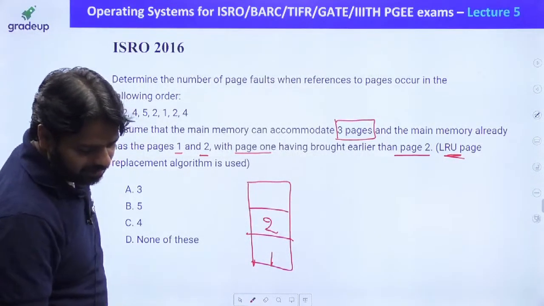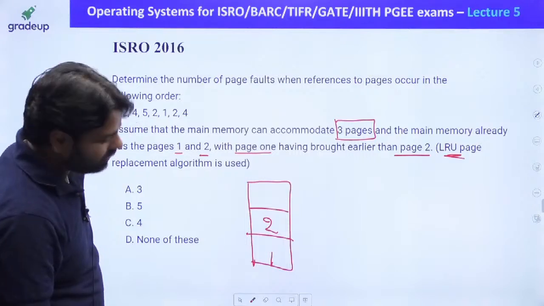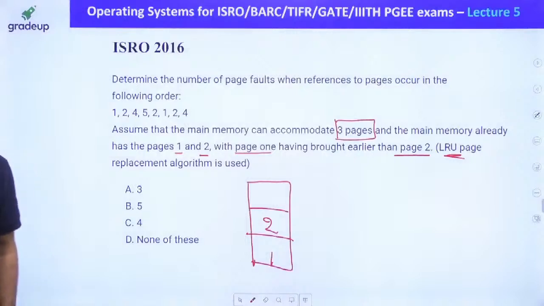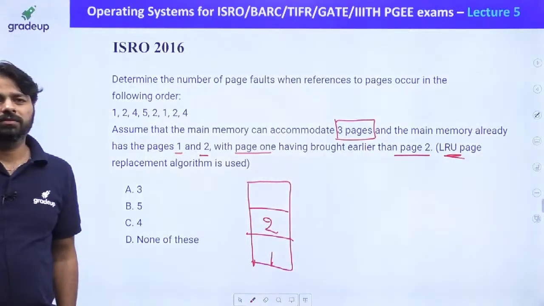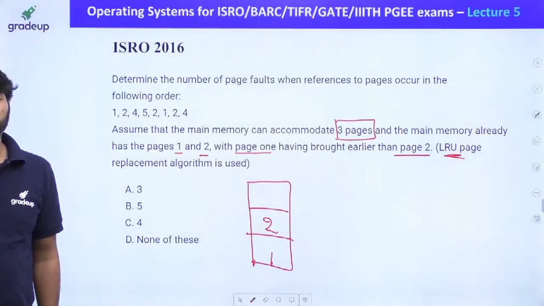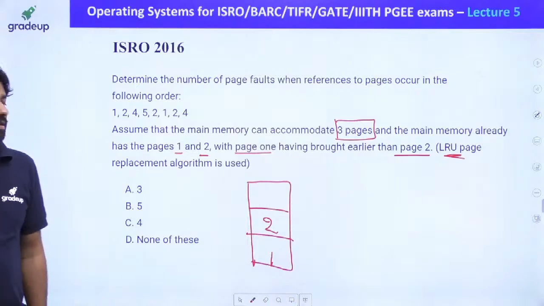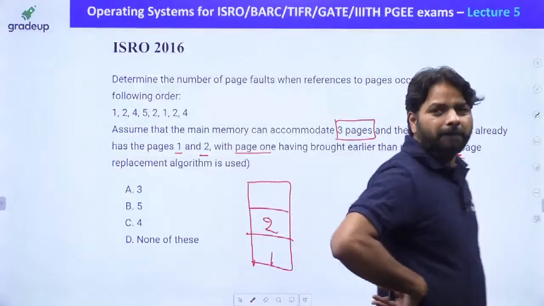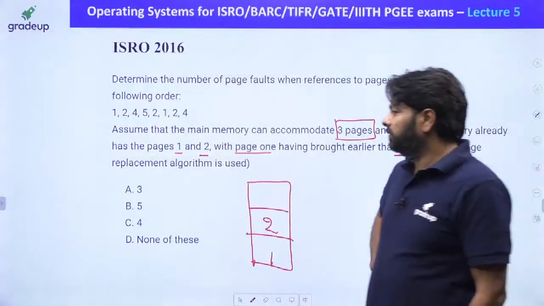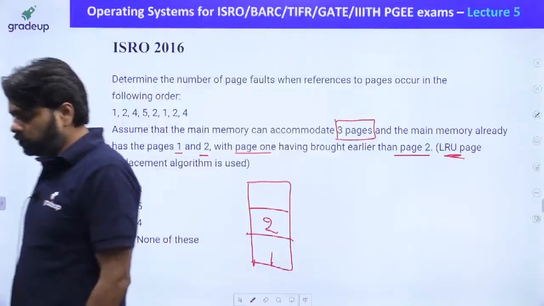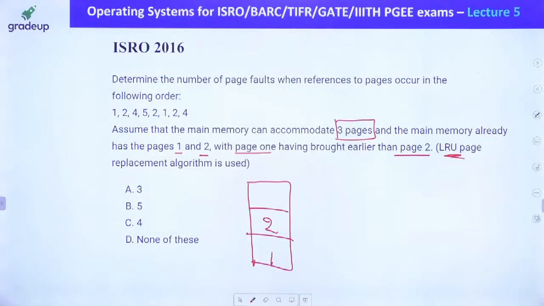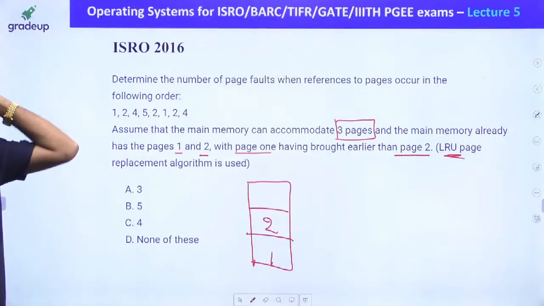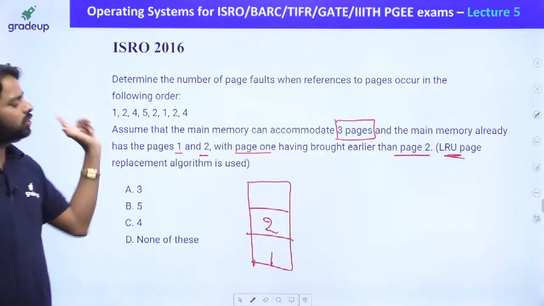I don't know which question it is. What is the right answer? Pages 1 and 2 are already available in the main memory. Now start referring to these pages. Start from 1.